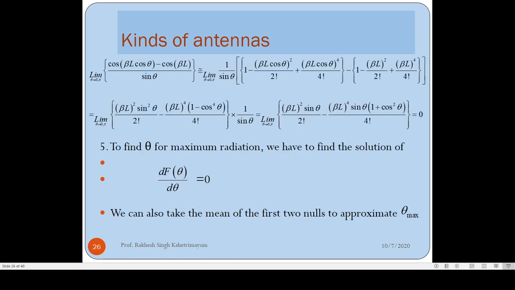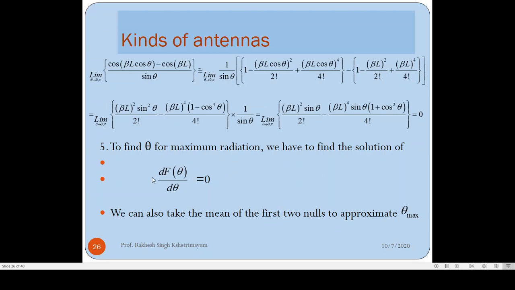So sometimes it's very difficult to find the null radiation pattern of the antenna. What you usually do is you find out the maximum radiation. So let's say if you want to find out the maximum radiation, how do you do it? You have the expression for the radiation pattern f of theta, you differentiate it with respect to theta and equate it to 0. Find the value of theta for that. That value of theta will give you theta max, which is the direction of maximum radiation. Then after that you find the first two nulls.